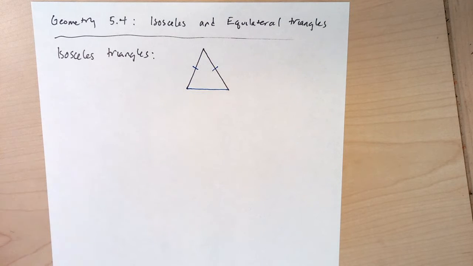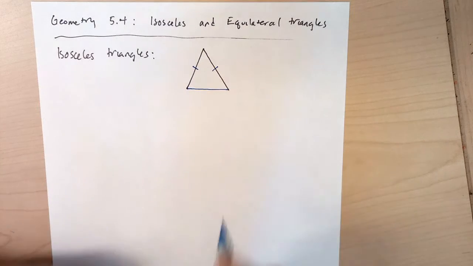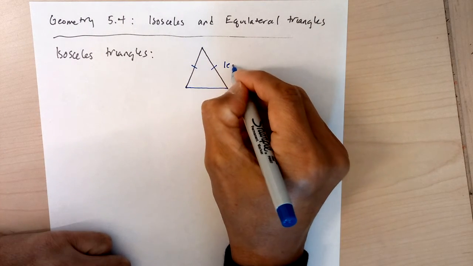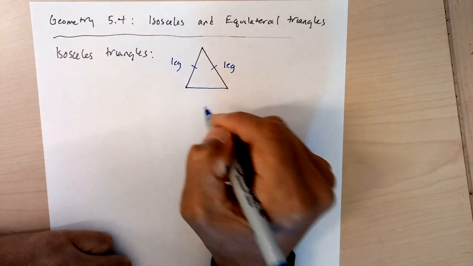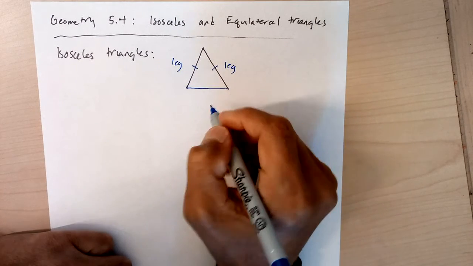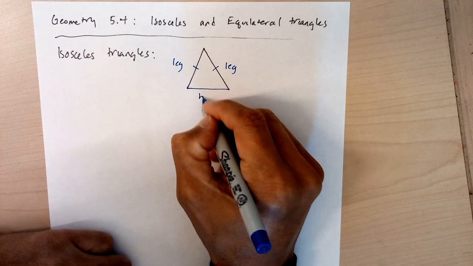So 5.4 is talking about isosceles and equilateral triangles. Remember, for an isosceles triangle, there's at least two sides congruent, but there's different parts that have names of an isosceles triangle. If you just have two sides that are congruent, as shown by my diagram here, the two congruent sides are called the legs. The side that's not congruent to the two other sides is the base.